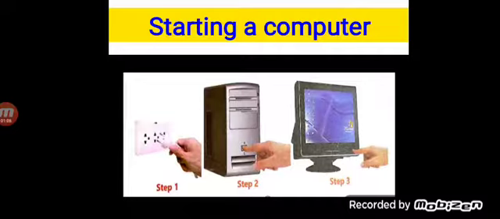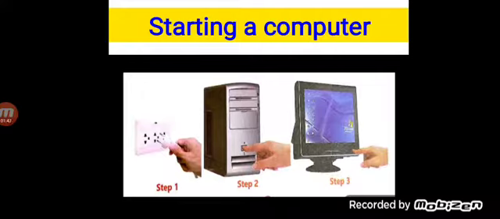Then what is the next step? The next step is, after that you will switch on the CPU, right? As you can see on the screen, step 2, you will press the start button, you will press the power button of the CPU. Then the third step, you will switch on the monitor, right? Most of the monitors have an on and off button, right? So you will switch on the monitor with that on button, right?